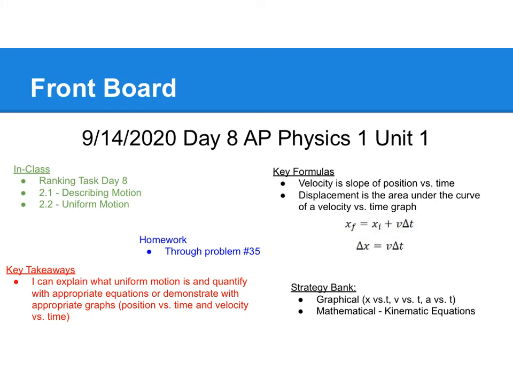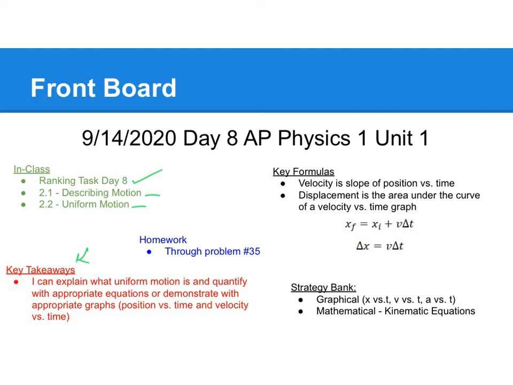So this is the on-the-board stuff again, kind of laying out what we're doing. Ranking task day 8, you should have watched that video already. We're talking about describing motion in this first section, and we're going to get into actual uniform motion and what that means, as well as our first couple equations in the second session. The key takeaways: you can explain what uniform motion is, and quantify it with appropriate equations or demonstrate it with appropriate graphs, position and velocity versus time graphs. And we'll talk about those in the next section.